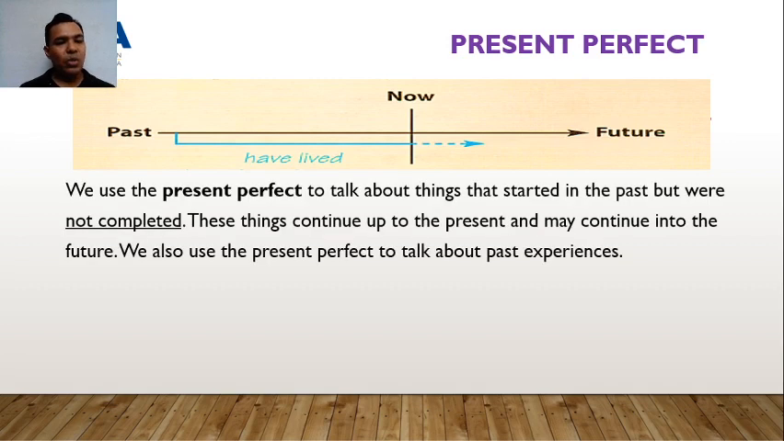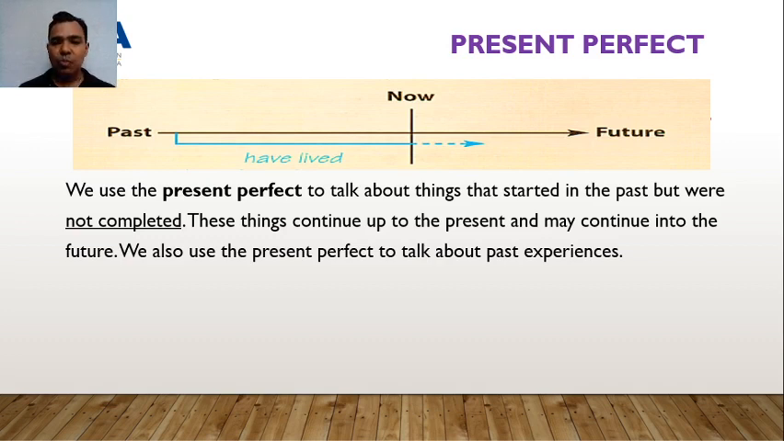So we use the present perfect to talk about things that started in the past but were not completed. You have not finished that action. These things continue up to the present and may continue into the future, as in the picture.